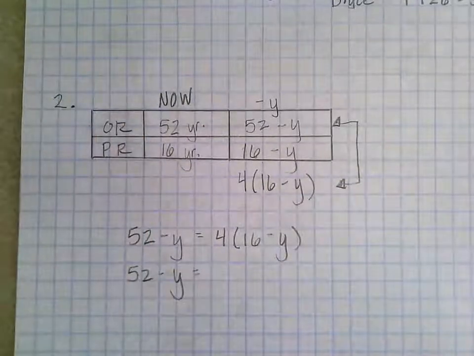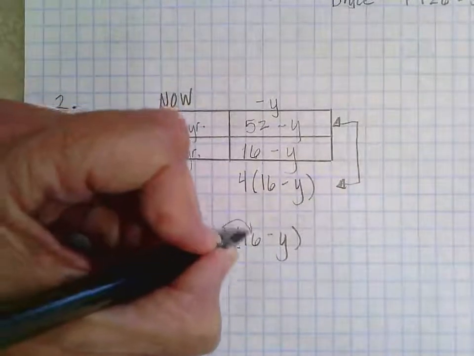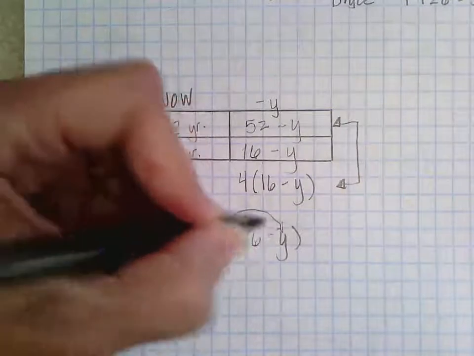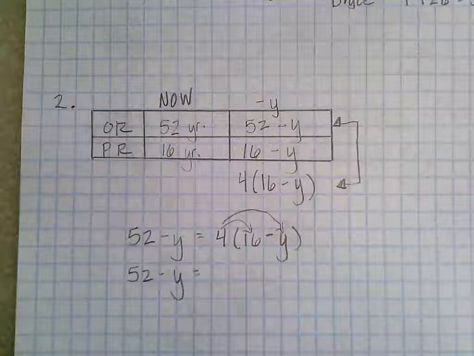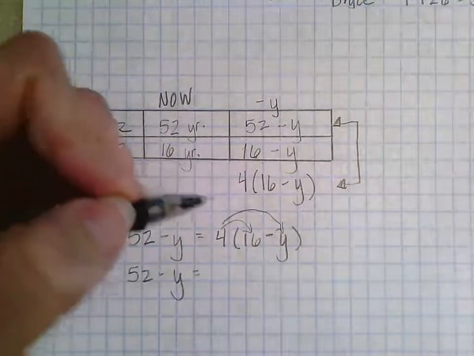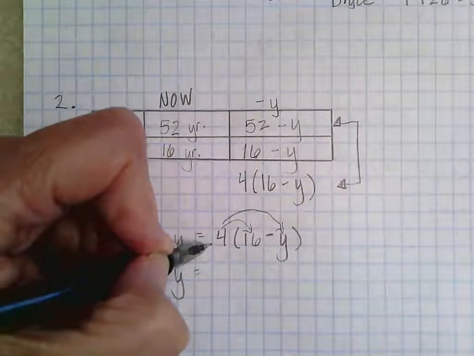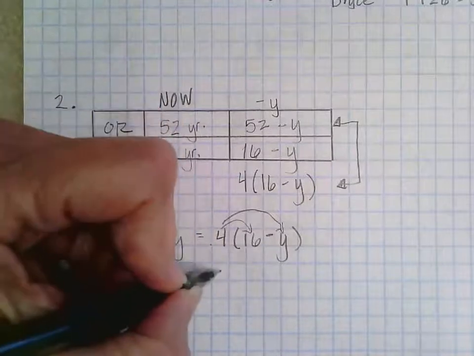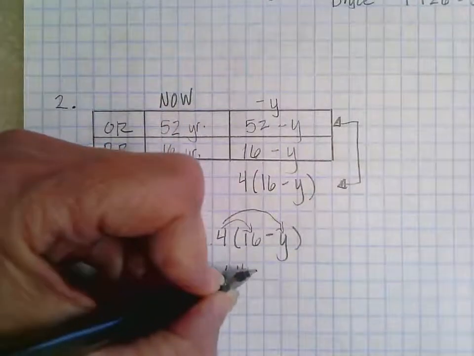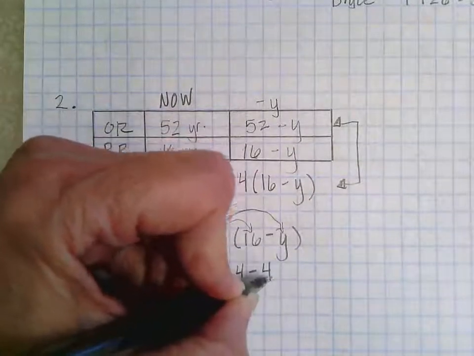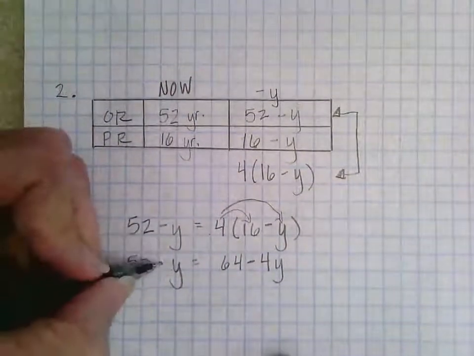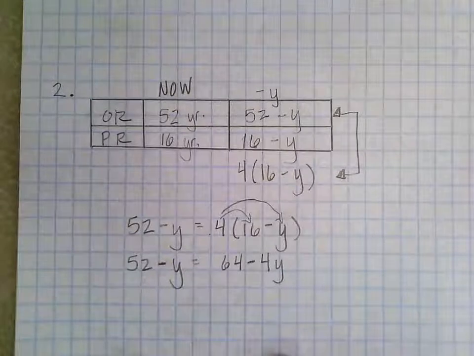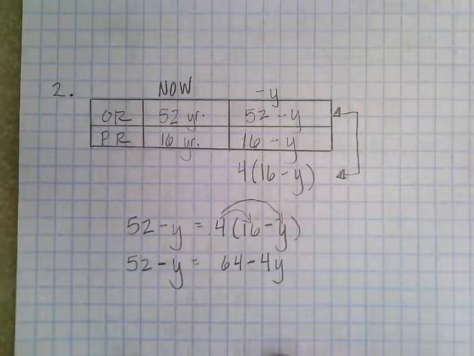So I have to distribute my 4 through the parentheses. And remember, this is a negative right here. So I'm going to have 16 times 4 is 64 minus 4y. And I can see that I have some negatives here.